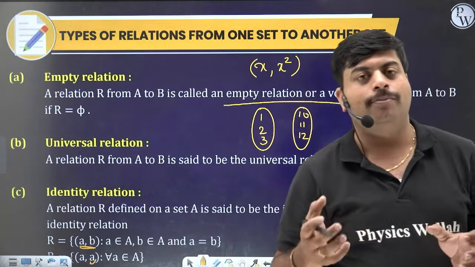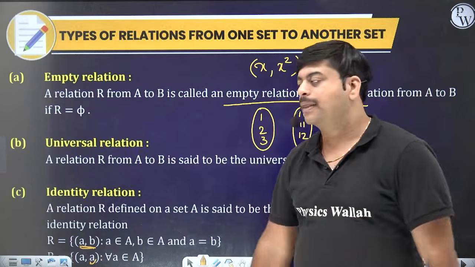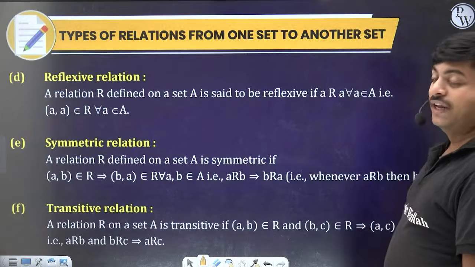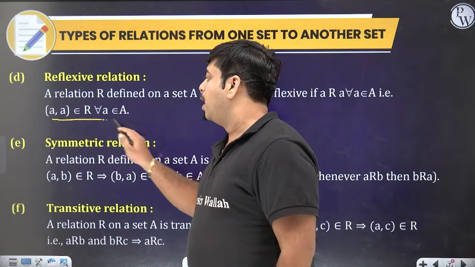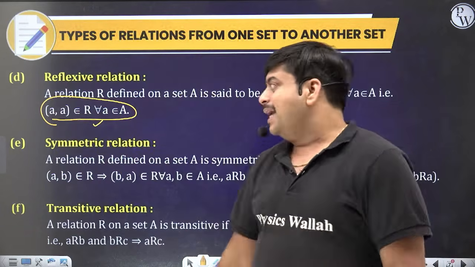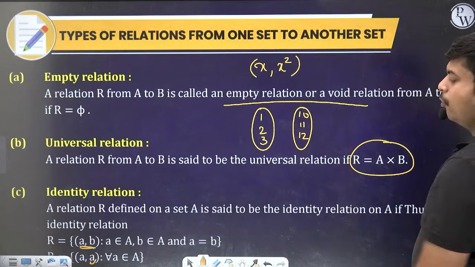The elements should be like A comma A, 1 comma 1, 2 comma 2, 3 comma 3, okay? So that comes under identity relation. The next we have reflexive. In reflexive, A comma A belongs to R for all A belongs to A. In the previous one, we didn't say "for all", but here we have for all A belongs to A.